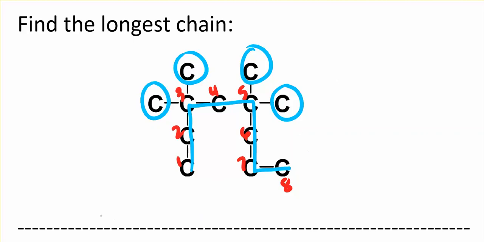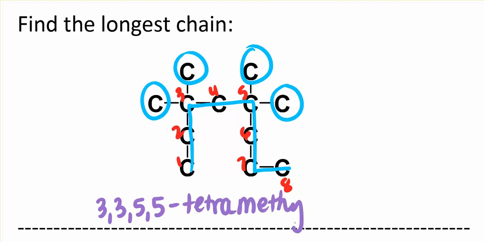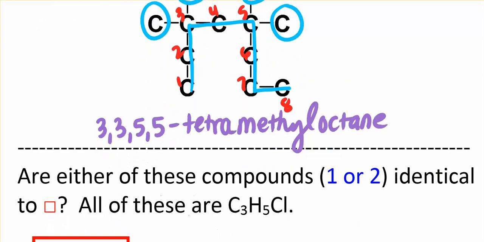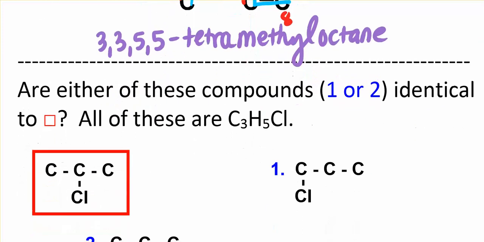So I've got 4 methyl groups. (3,3,5,5) tetramethyl octane, all one word. Remember, we say you give a number or a location for every branch. It doesn't matter if it repeats. Very good. So we've got a couple more things to talk about here.